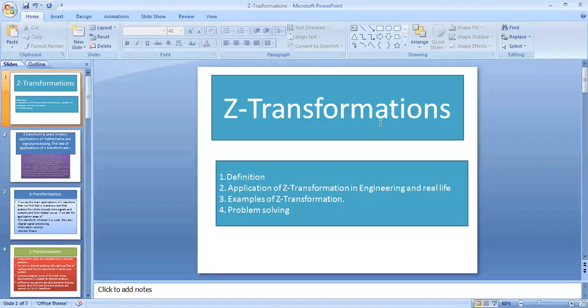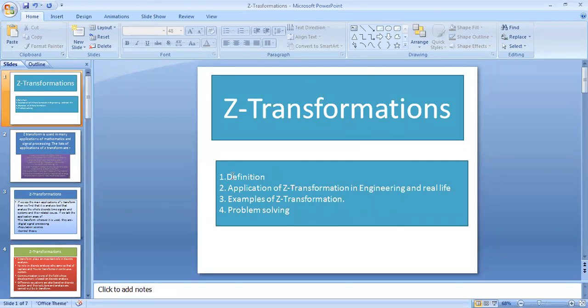Okay, today we will discuss a transformation named Z transformation. We already know about Fourier transformation and Laplace transformation, and this is another transformation. It's a sequence-related transformation, the Z transformation.